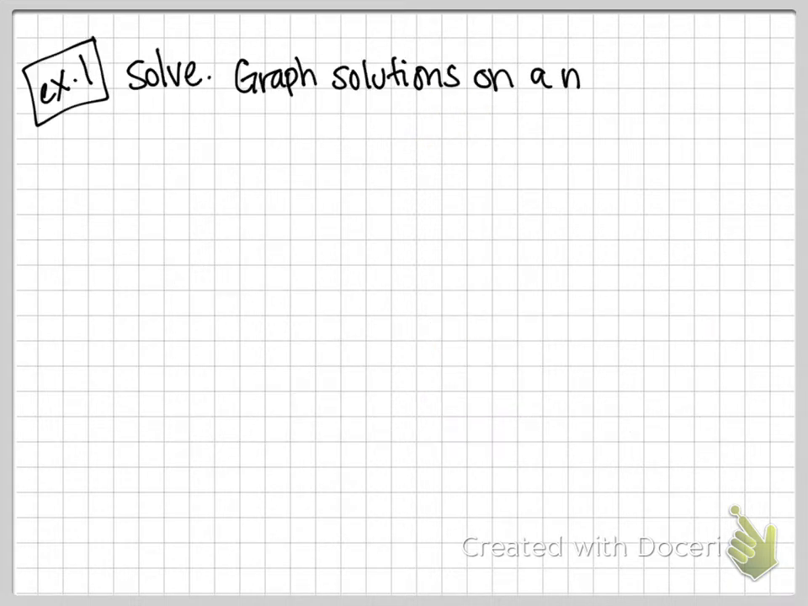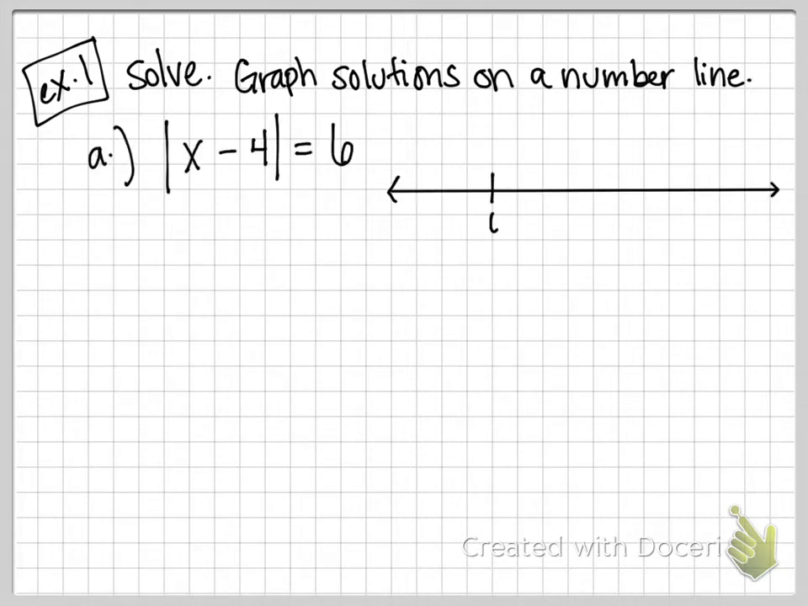So here's what it says. It says solve. It says graph the solutions on a number line. So we'll do both of these, but first we're going to solve. You don't need to write the directions. You can just say solve. Here's our first example, letter A. It says the absolute value of x minus 4 is equal to 6.